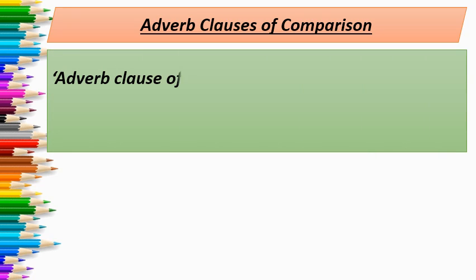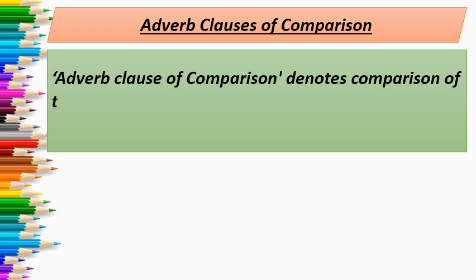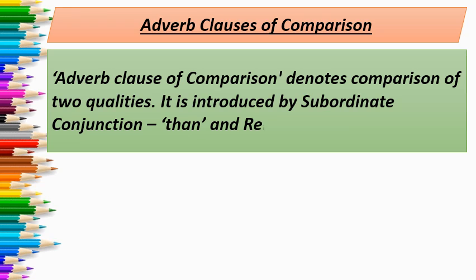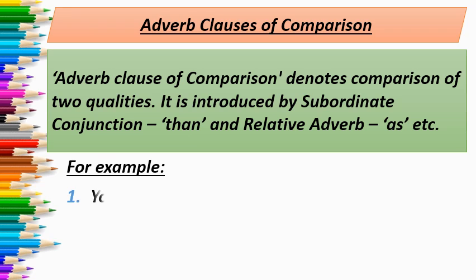Let us see another type of adverb clause, that is adverb clauses of comparison. What is an adverb clause of comparison? An adverb clause of comparison denotes comparison of two qualities. It is introduced by the subordinate conjunction than, and the relative adverb as. Let us see some examples to clarify it.